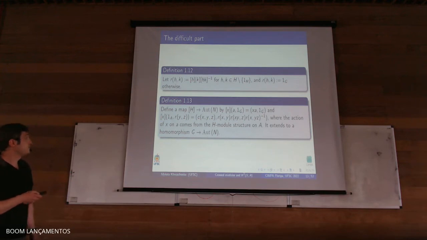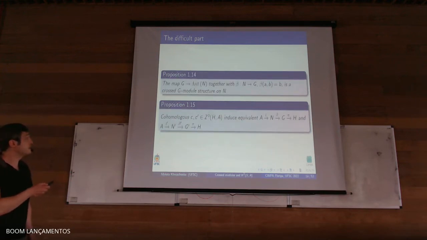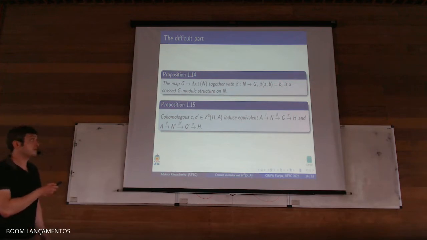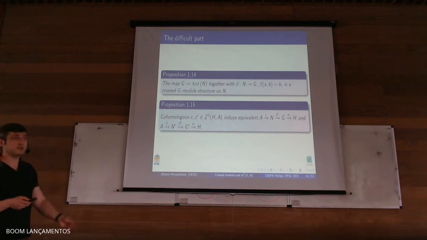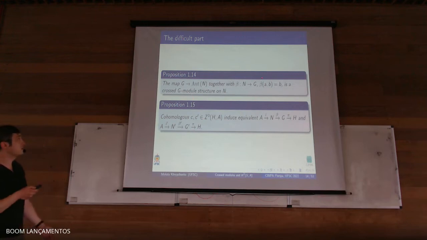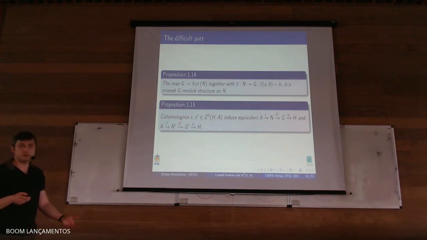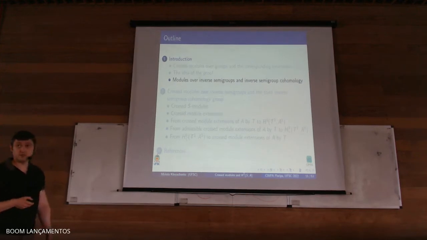So this gives you an action, and you have your beta, which just sends an element of N, which is a pair, to the second coordinate, and so it gives you an element of G. Again, the second coordinate is an element of this kernel, and the kernel is a subgroup of the free group, so it sits inside the group G, and it's a homomorphism, of course. Now you prove that cohomologous cocycles induce equivalent extensions and equivalent sequences. So you have this map in the opposite direction, and you have a one-to-one correspondence between 3-cocycles, 3-cohomologies, and four-term exact sequences.